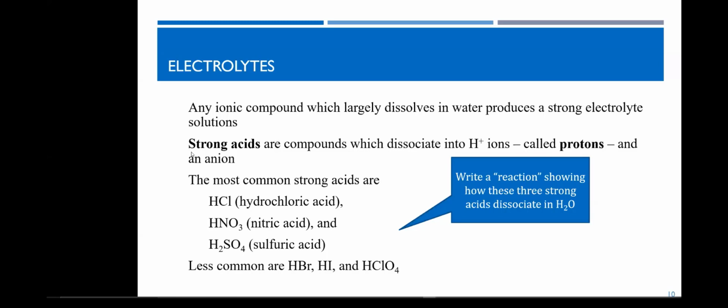Number two, strong acids, which are acids which dissociate. They give you H+ ions, which we call protons, and an anion. And for right now, the three most important ones to understand of these are hydrochloric acid, nitric acid, and sulfuric acid. There's also hydrobromic, hydroiodic, and perchloric.